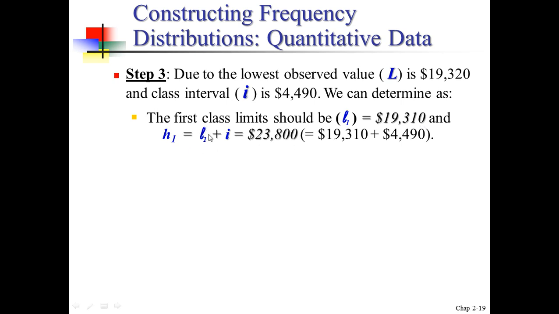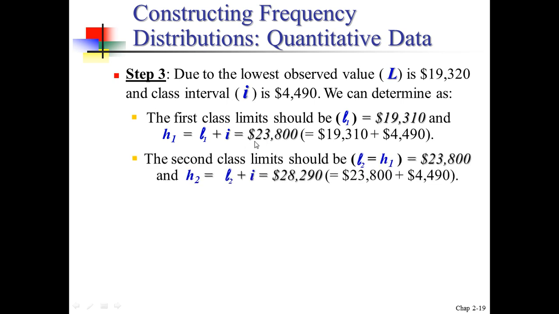So if you know L1 and you take L1 plus I, you can get H1. What is H1? H1 is the first class high limit. High limit of the first class, H1. Low limit of the first class, L1. That's why if you take L1 plus I, you can get H1.